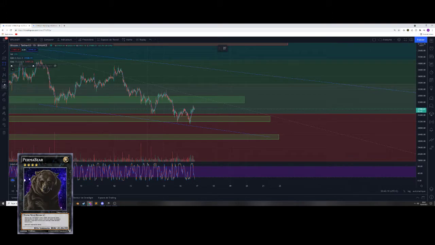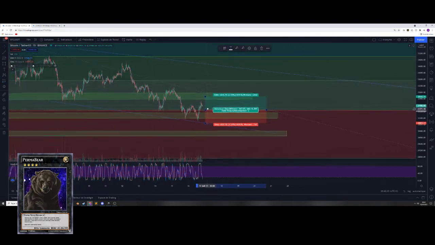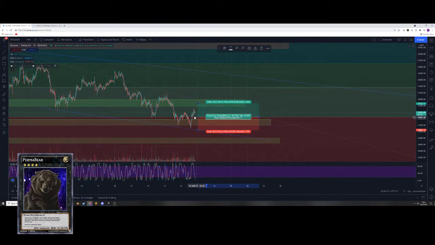So if we had to take any longs, maybe I would wait a bit, because this could still drop a few hundreds of dollars. Take a trade right on the 0.33 level, and just play that 5% bounce that could happen.